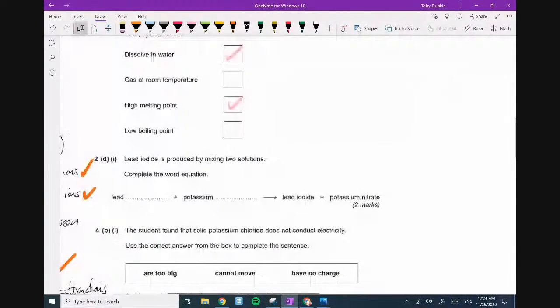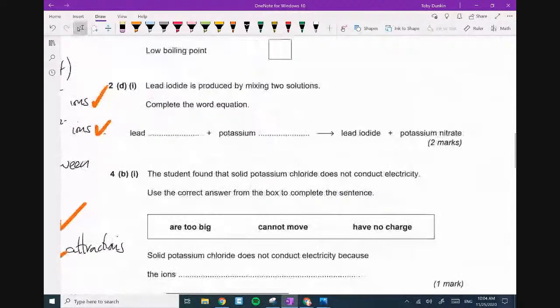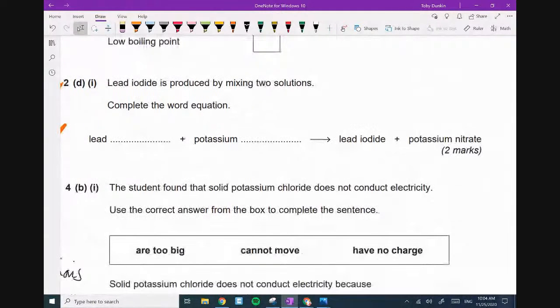Next, complete the word equation. So once again, they're just looking for you to be able to analyze what's going on over here. Lead iodide is produced by mixing two solutions, complete the words. They're just looking to see if you can flip them around.